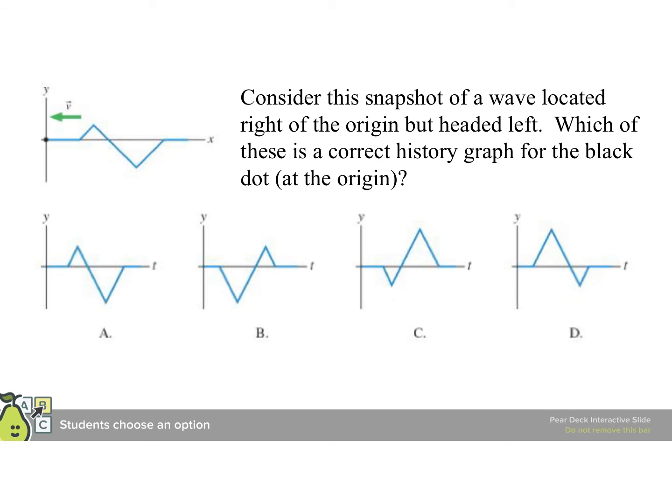Consider this snapshot of a wave located right of the origin but headed left. Which of these is the correct history graph for the black dot at the origin? Well, we see that as the wave moves over, the first thing that's going to happen is that as this pattern says that this is going to go up, the dot's going to go up a little bit, then it's going to ride this all the way down. It's going to come all the way down, and it's going back up. So we're looking for a thing which rises a little, goes much lower, and comes back up. That is to say, we're looking for A.